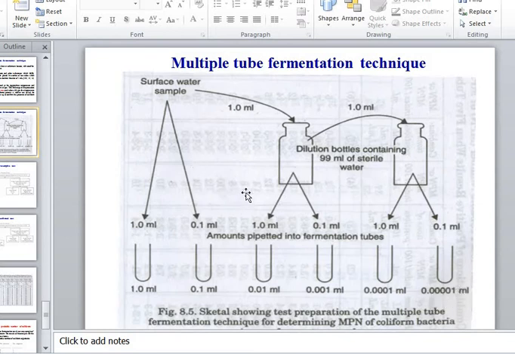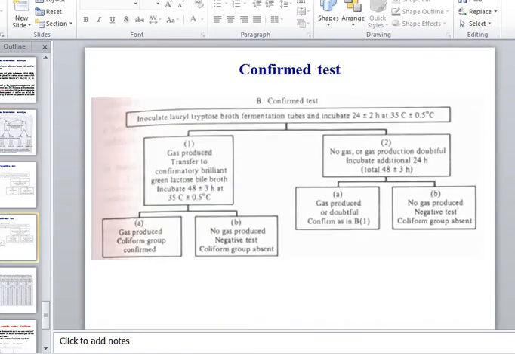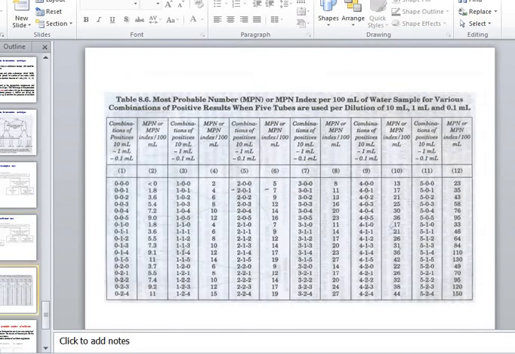So this way we can do the serial dilution. And after this, the presumptive test and confirmatory test that you have already seen, we will see that, and thereafter this will come. Okay, so you can see here the most probable number, or MPN index, per 100 ml water sample for various combinations of positive results. So what is positive and what is negative?